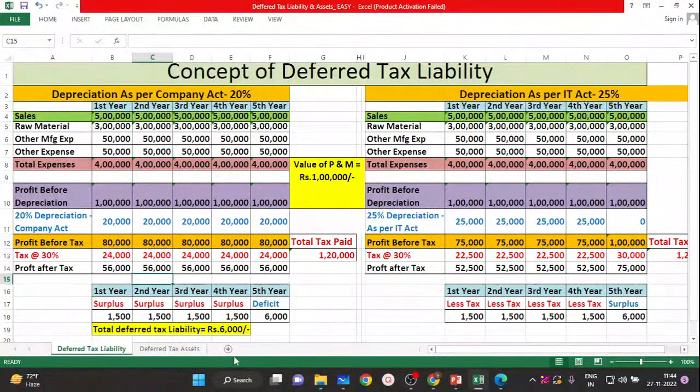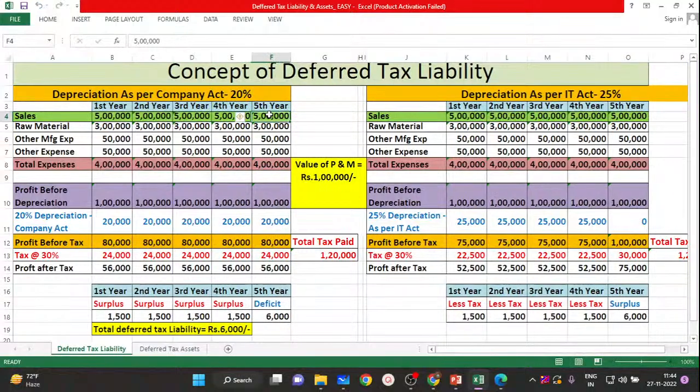If you see, the company has made the investment of 1 lakh rupees in the plant and machinery. And every year, first year, second year, third year, fourth year, fifth year, the company is making actual sales of 5 lakh rupees, and the company has equal total expenses of 4 lakh rupees. Why did I fix everything? So that you should understand the concept of deferred tax assets and deferred tax liability.